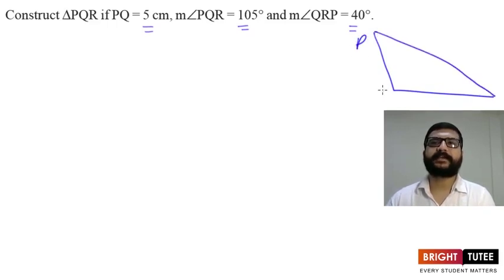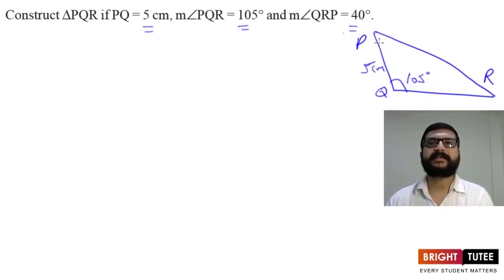Let's say it is the triangle PQR in which angle Q is given as 105. So this is 105 degrees and PQ is 5 centimeters and angle R is given to us 40 degrees. Now can we construct this triangle? Now here two angles are given, but the side length which is given to us is not the side included between these two angles. So what we have to do now?